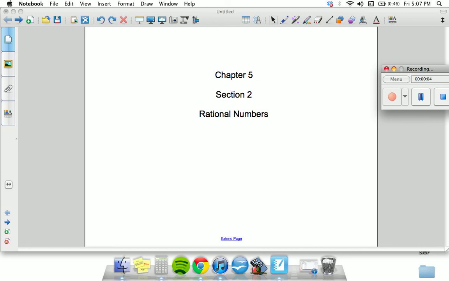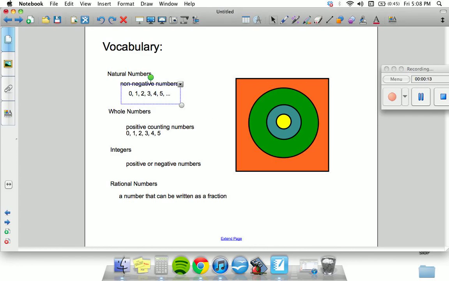Today we're going to be talking about section 2 of chapter 5. Today's lesson is going to talk about rational numbers. So first we need to talk about some vocabulary. I had this bullseye image here for you so you can get a good picture of what these terms mean. Later on in the chapter we're going to be categorizing different numbers and identifying what types of numbers they are.